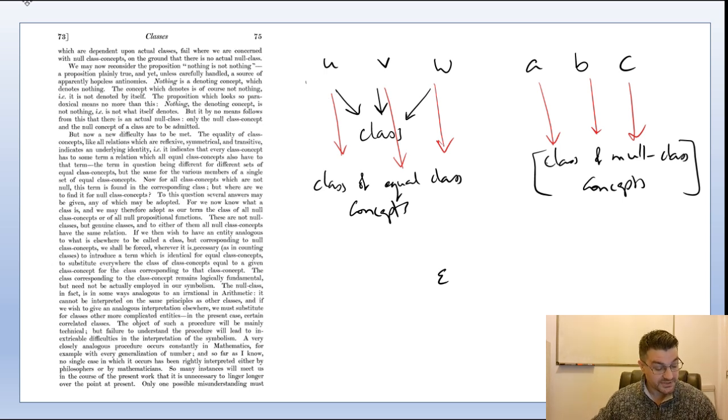Only one possible misunderstanding must be guarded against. No vicious circle is involved in the above account of the null class, for the general notion of class is first laid down, is found to involve what is called existence, is then symbolically, not philosophically, replaced by the notion of class of equal class concepts, and is found in this new form to be applicable to what corresponds to null class concepts, since what corresponds is now a class which is not null.